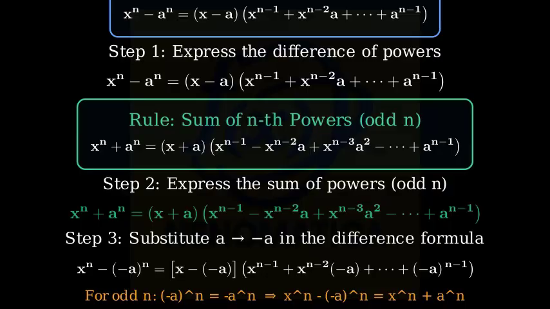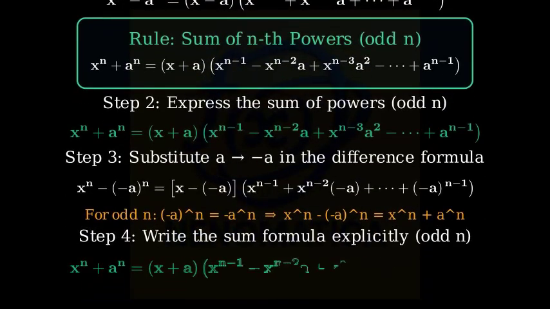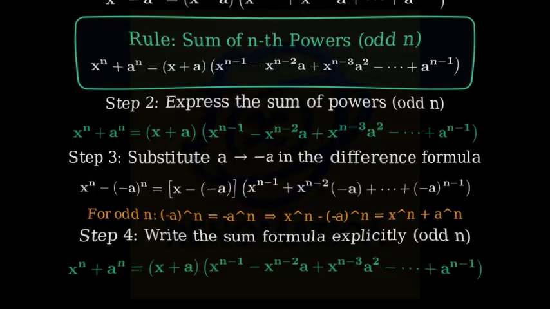Step 4. Write the sum of powers formula explicitly. We conclude x to the n plus a to the n equals x plus a times the alternating sum x to the n minus 1 minus x to the n minus 2 a plus x to the n minus 3 a squared, continuing up to a to the n minus 1. Great work! Here are the two key formulas.